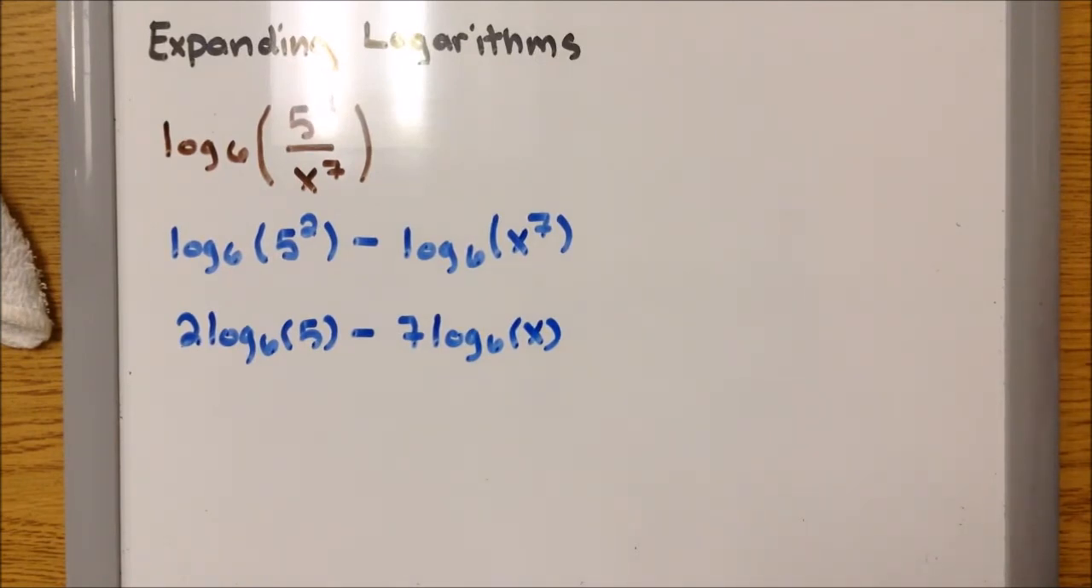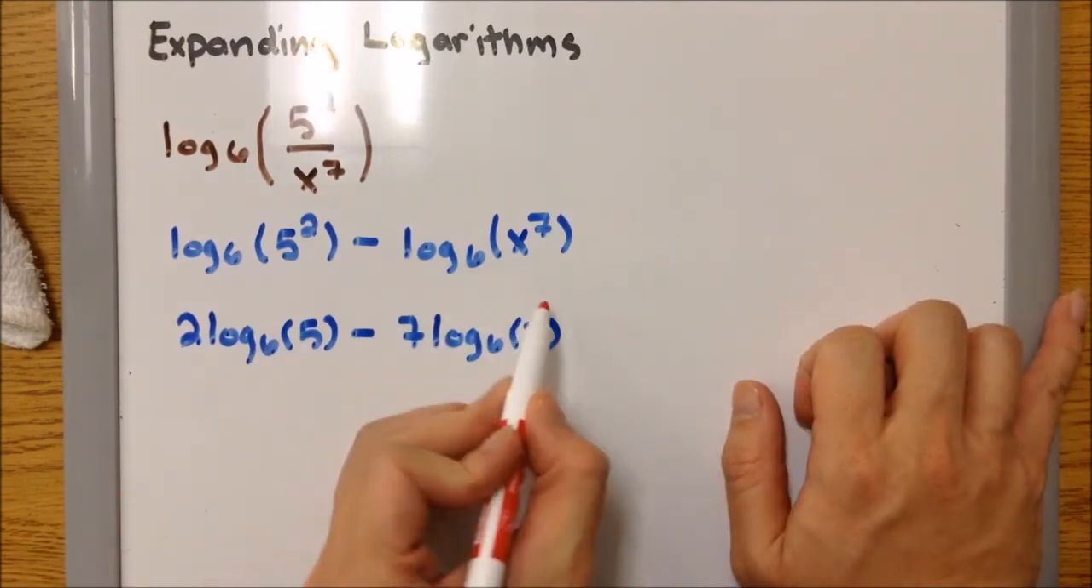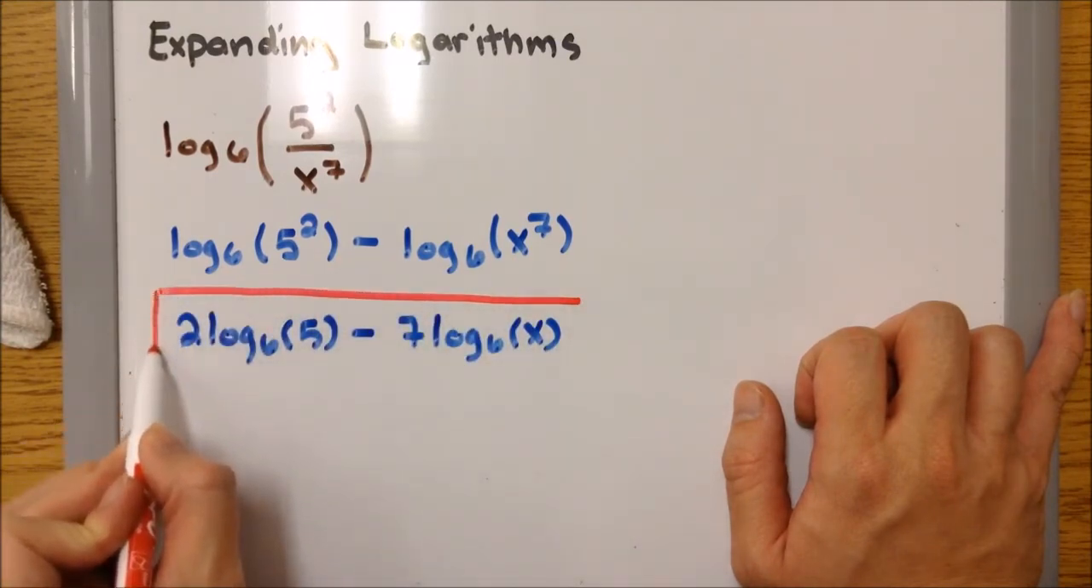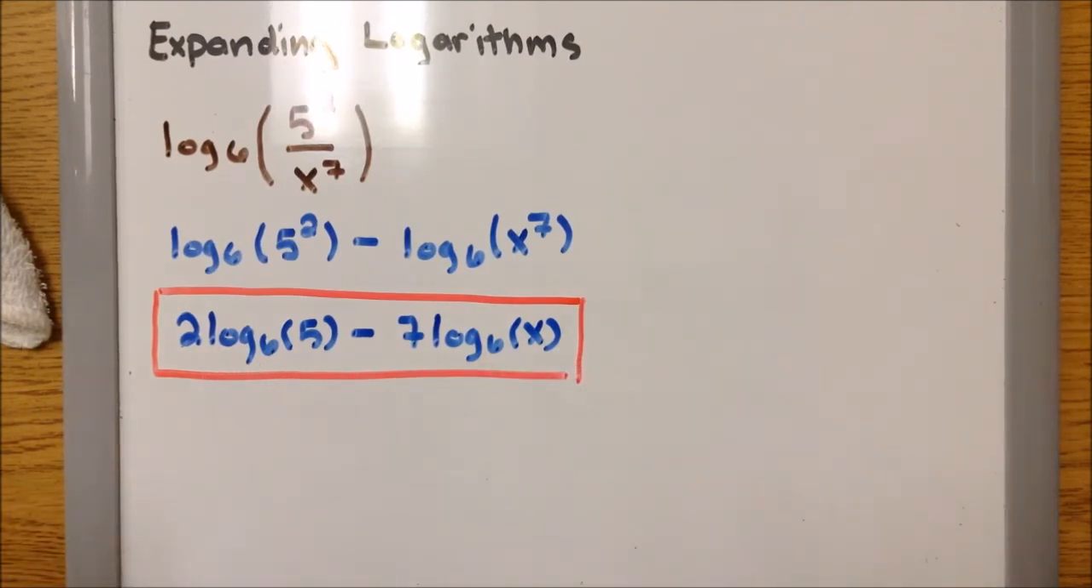So I finished moving the exponents in front of log. There's nothing I could do with any other exponents. There's nothing I could split. So this is our answer. 2 log base 6 of 5 minus 7 log base 6 of x.